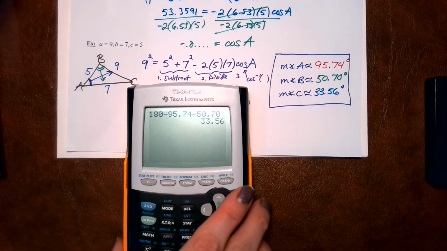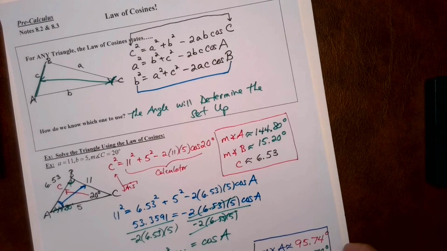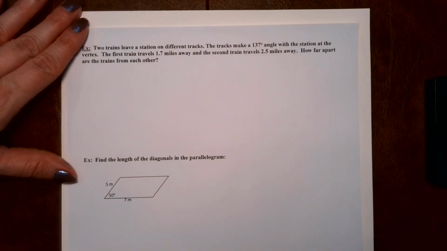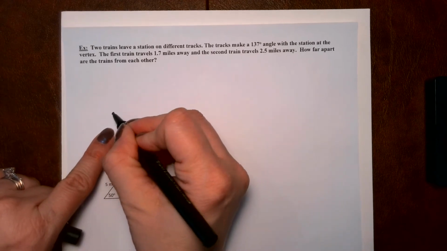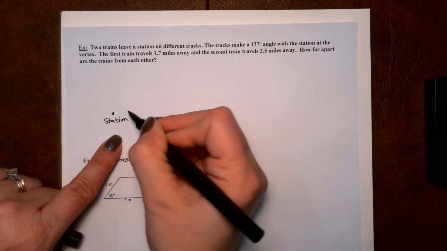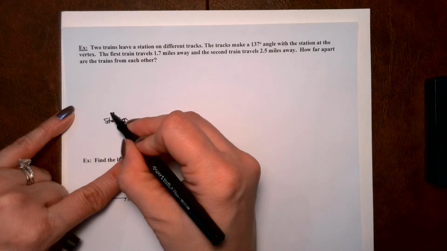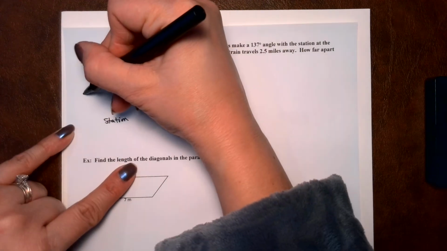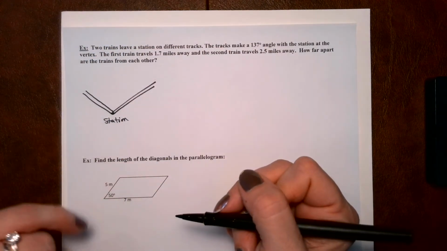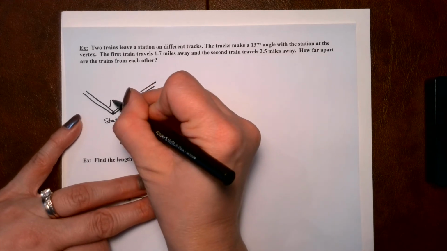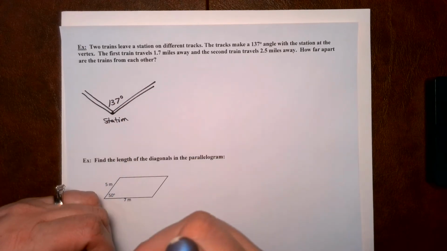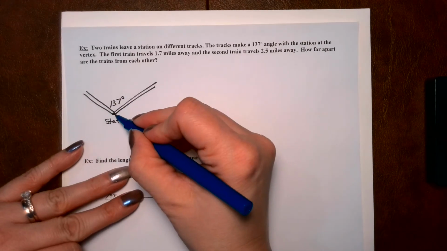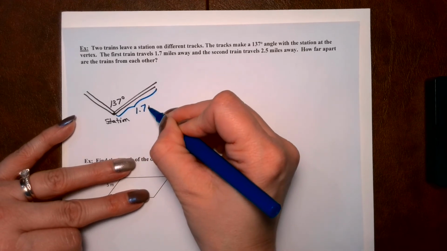Okay, let's keep going here. We've got a couple of word problems. We've got two trains leaving a station on different tracks. Let's put the train station right here. Here's the station, and we've got two different tracks. Here's some train tracks going this way, and here's some train tracks going that way. They make a 137 degree angle at the station. There's the vertex. The first train travels 1.7 miles away.